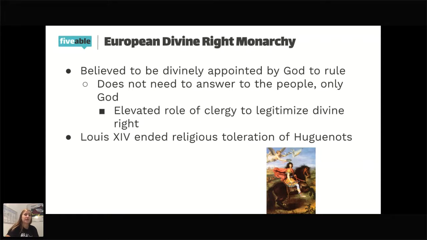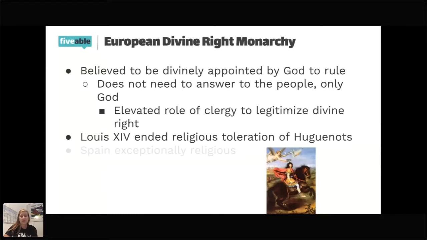But under Louis XIV, who wants to legitimize his rule, wants to centralize his authority, is going to revoke or take away that Edict of Nantes and take away that religious toleration of the French Protestants or the Huguenots. And that's going to cause some to be emigres and to leave France. It's going to really hurt the French economy in the long run.